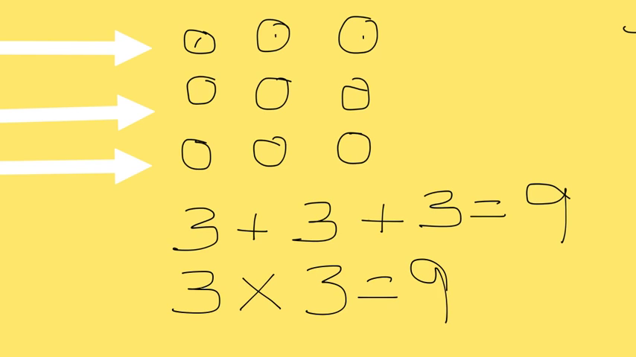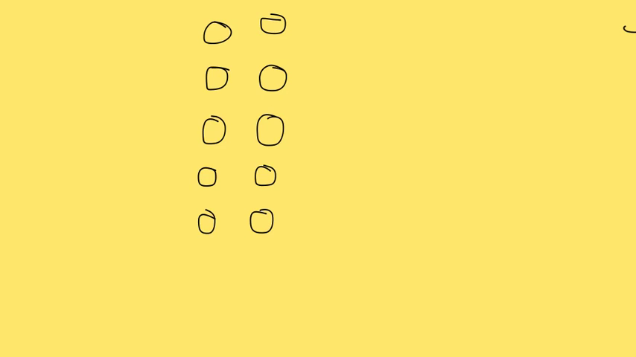Let's try another one. I'm going to change the array, and we're still going to write a multiplication sentence and an addition sentence for the new array. This time, I'm drawing a different number of circles, but I'm still drawing them in those nice, neat rows. To turn this into an addition sentence, I have to first see how many circles are in each row and how many rows there are. Then I'm going to write that number on my paper.